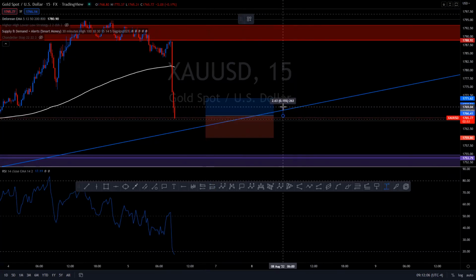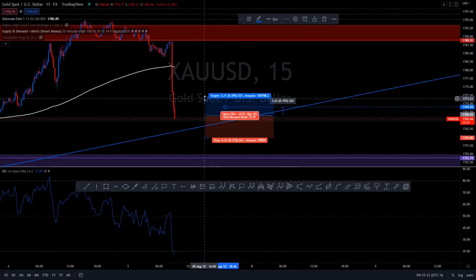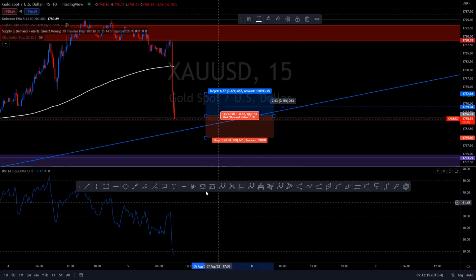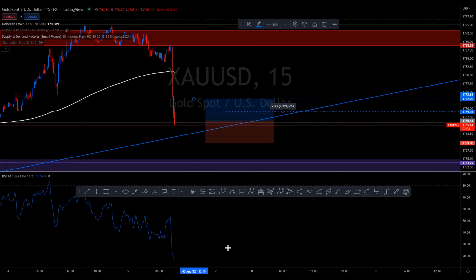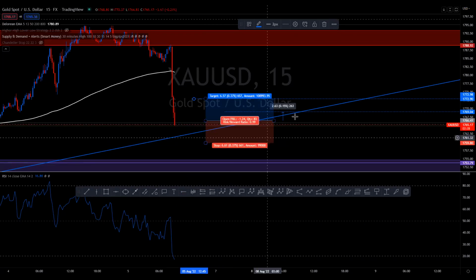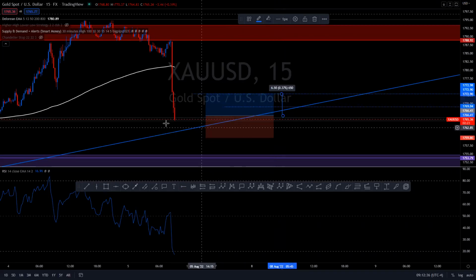And look to go up for at least 250 points of gold. And then I put the second take profit up to here. Give me 1 second. All right. So this would be 600 points.